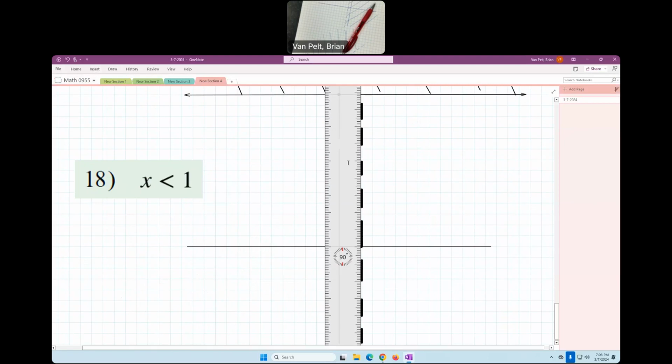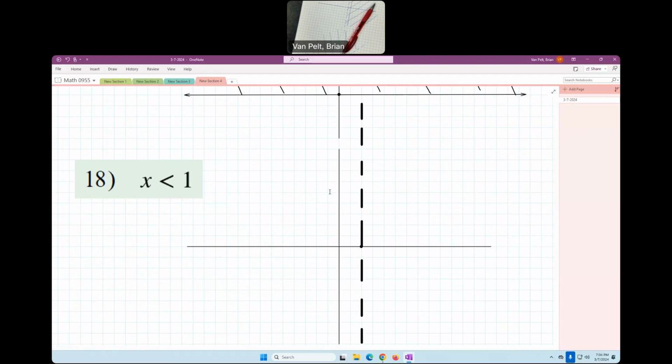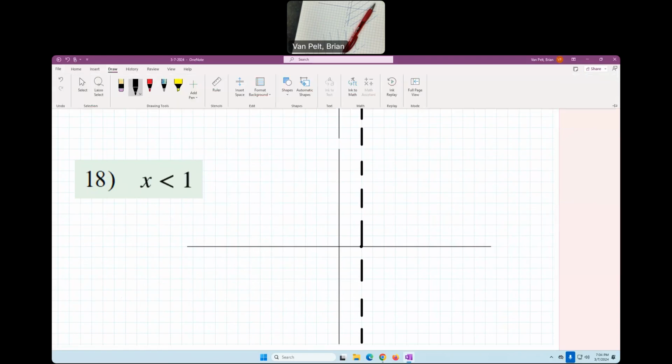Okay, finally, let me get rid of that ruler. Now we've got to decide which side we want the shading on, to the right or to the left? To the left, correct. This is a smaller number because x is less than it. X controls left or right movement. Left is smaller than right. So I'll shade over here then.